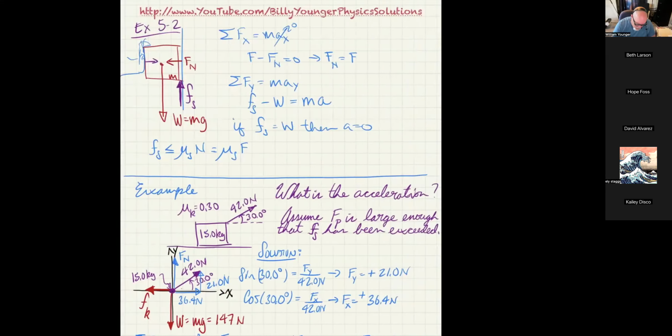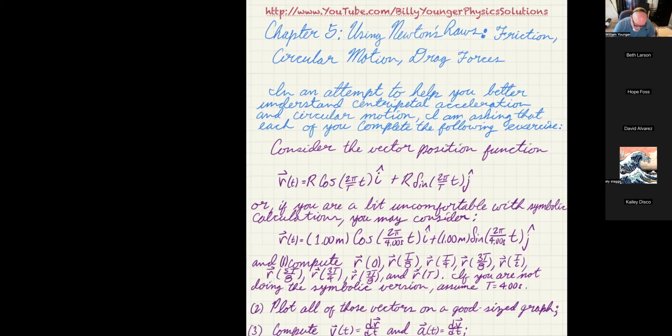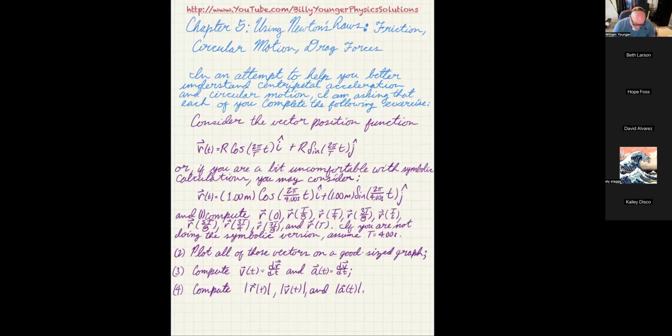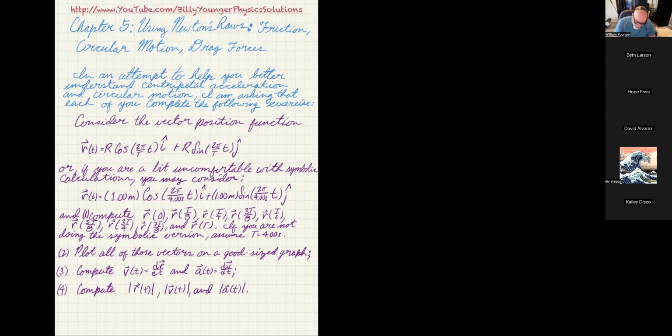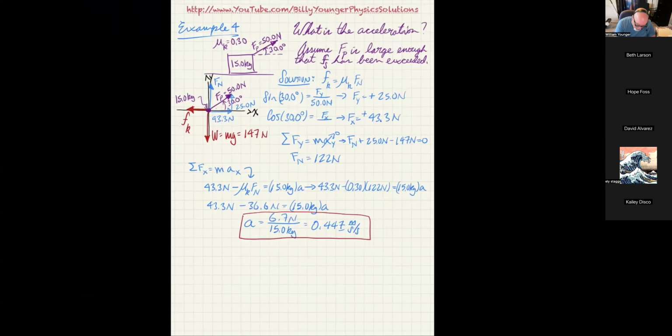We've now talked about plotting all the vectors on a good sized graph. I've shown you how to compute v of t and a of t to some extent. Now we're going to compute the magnitude. So I want to show you what happens when you actually compute the magnitude.